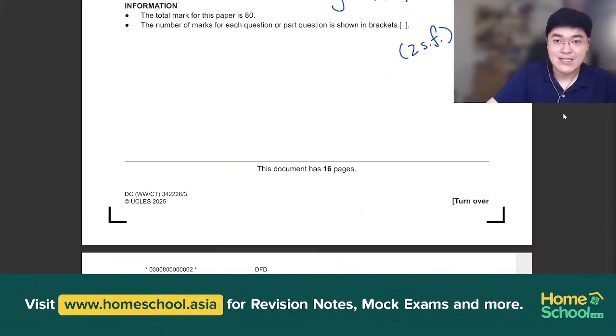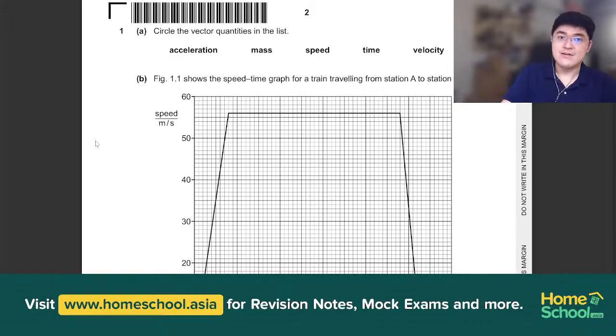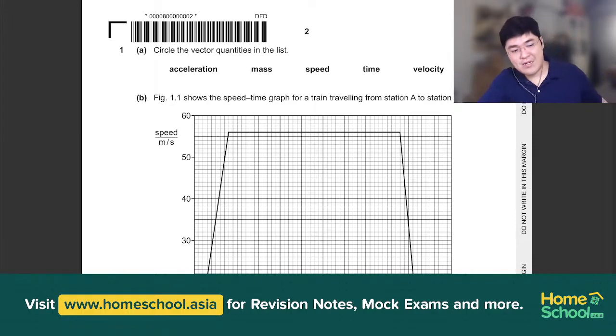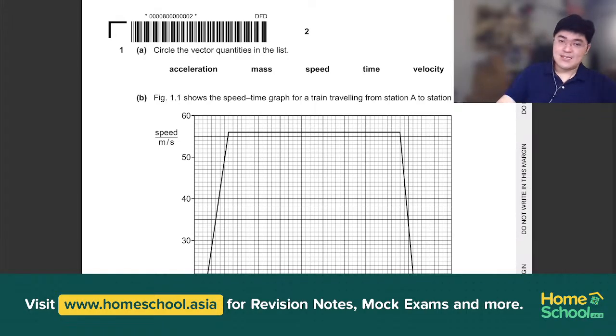Now, let's begin today's paper, starting from question number 1. Usually for an IGCSE paper, question 1 is on kinematics: speed, distance, velocity, acceleration, displacement, and so on. So let's start with question 1A.